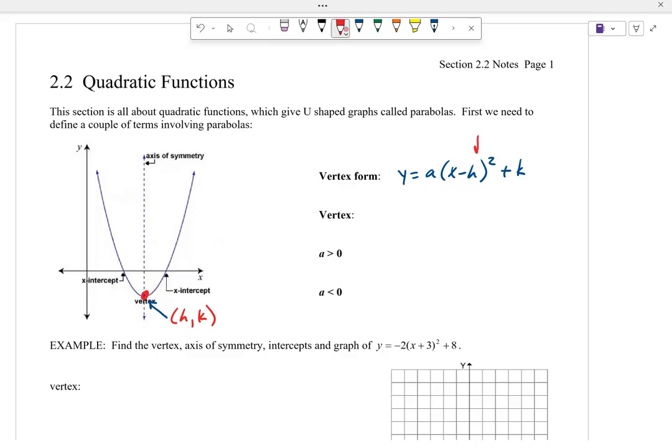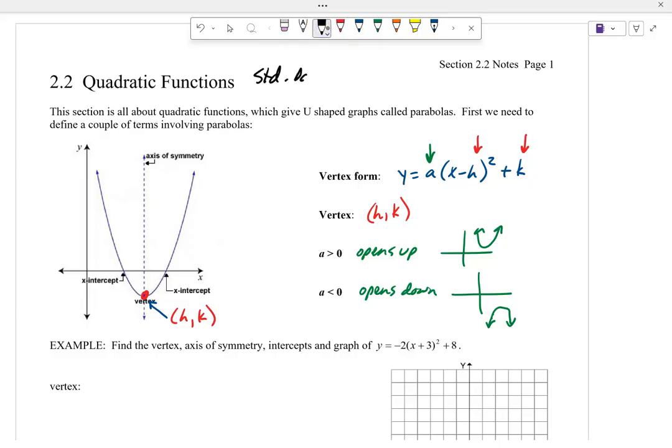So in vertex form, we want to have numbers, a point for that h, k, and we also want a number for the a, this number in front. If the a is positive, this graph is going to open up, something like this, right? If the a is negative, it's going to open down, maybe something like this instead. Flip that U shape over. Our vertex again is the h, k.